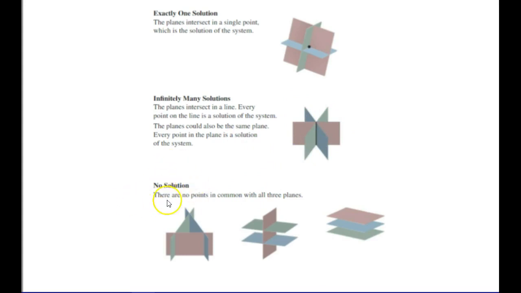There's another possibility that I have no solution. So in all 3 of these examples, there's no place where all 3 planes touch. So that's how we can visualize it.